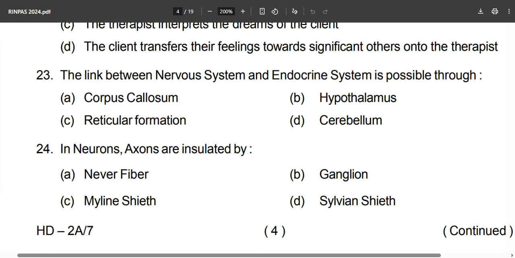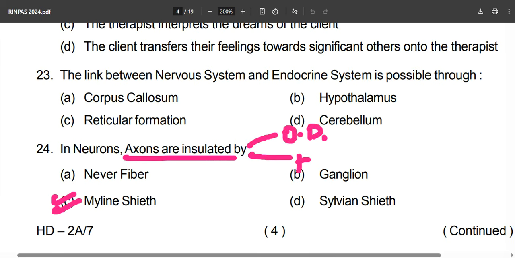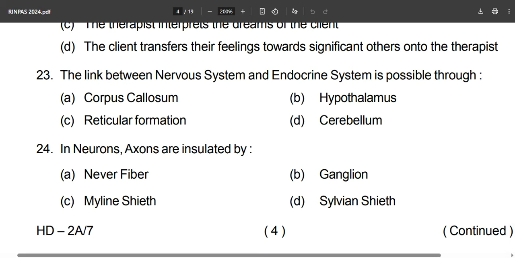Now, option C is the correct answer over here, myelin sheath. And you also know that all axons are insulated by the myelin sheath, in the CNS by oligodendrocytes, and in the PNS by Schwann cells with that neurolemma thing. Now, what is a ganglion?